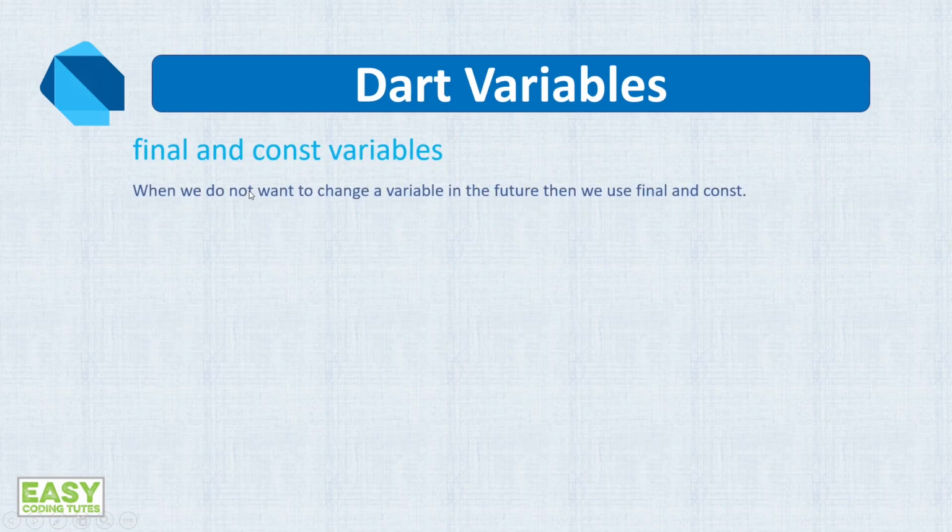Final and const variable. When we do not want to change a variable in the future, then we use final and const.